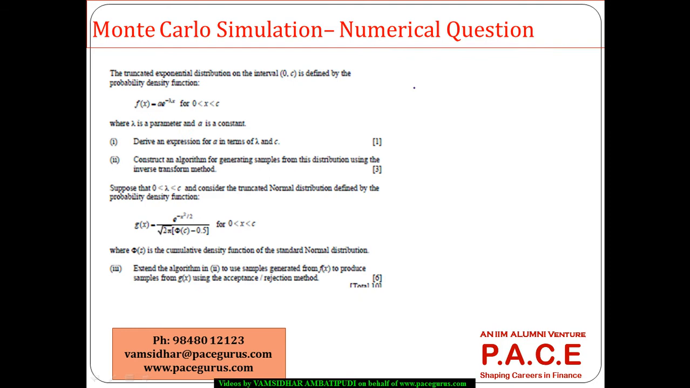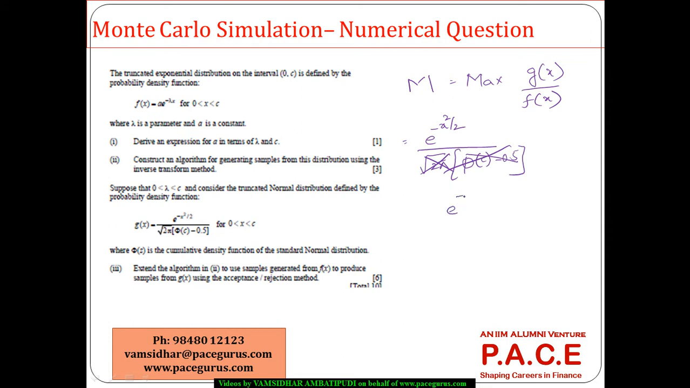So for that, the objective for me is first to find some m, which is nothing but the maximum of g of x divided by f of x. I have to find out the maximum value of g of x divided by f of x. g of x is e power minus x squared by 2 divided by square root of 2 pi times phi of c minus 0.5. Okay, this part is constant, so I'll not bother about it. So g of x for me is e power minus x squared by 2.